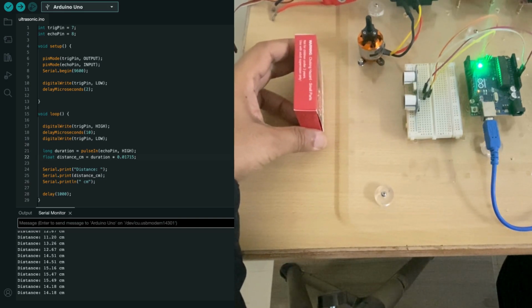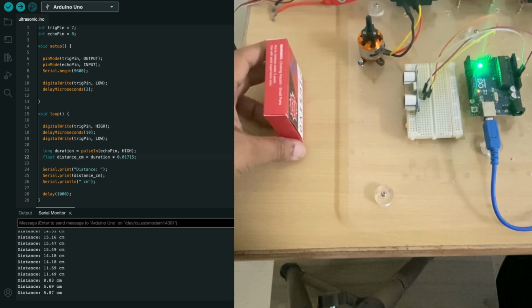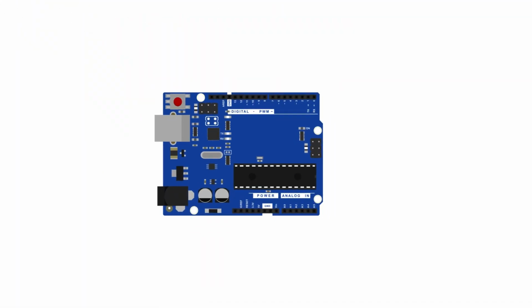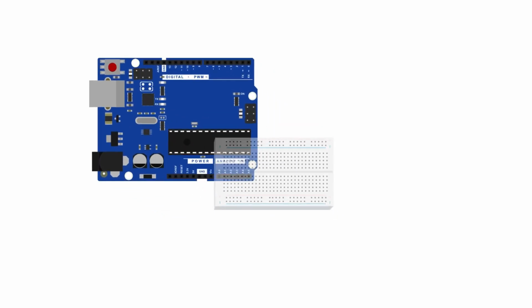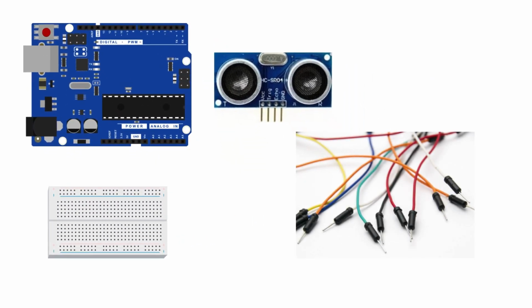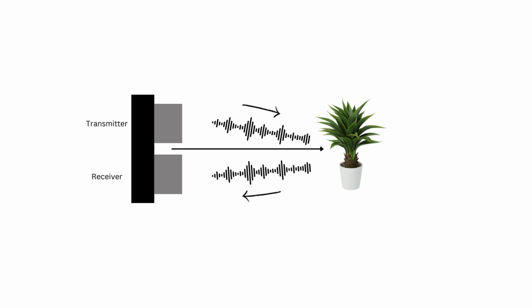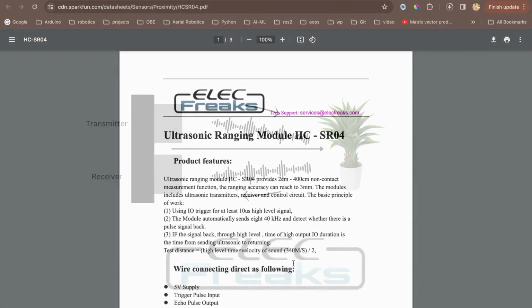So let's get started. Here is what we will be using today: an Arduino board, an ultrasonic sensor HC-SR04, and a few jumper wires. Coming to the working principle of the ultrasonic sensor, it sends out sound waves and measures the time it takes to return back. This data allows us to calculate the distance of the obstacle.